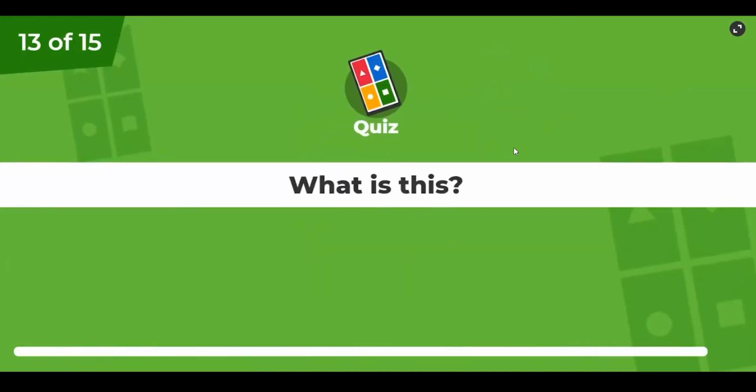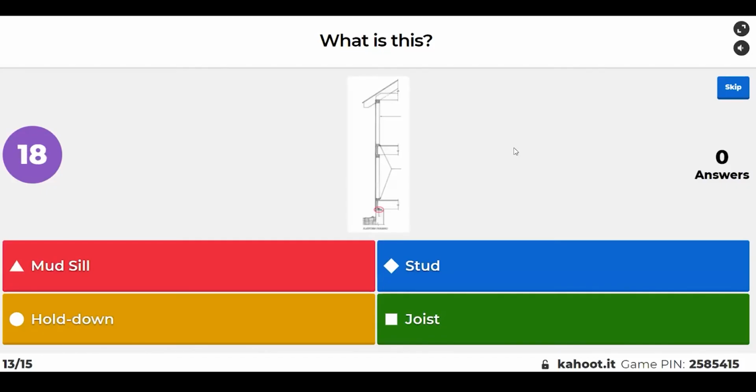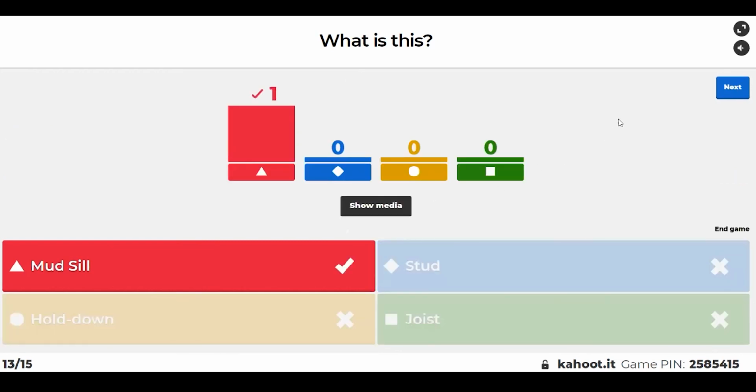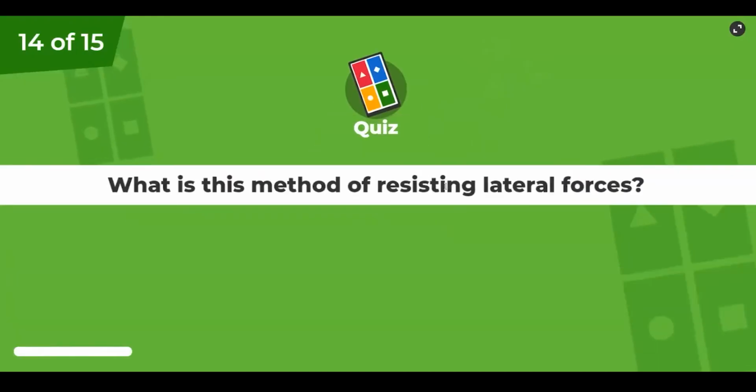What is this? Okay, this is a platform framing, and it's showing this element. So it's not a hold down. It's not a stud. Not a joist, so it must be a mudsill, because it's near the mud. That's one way to remember it.